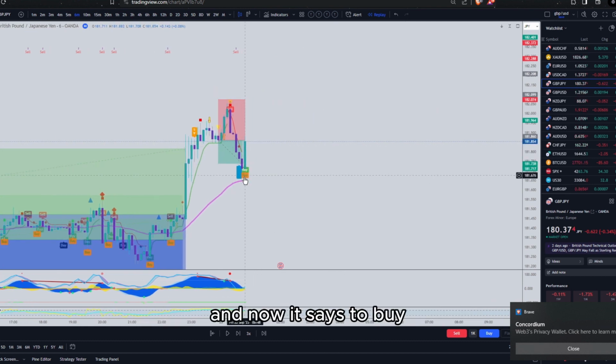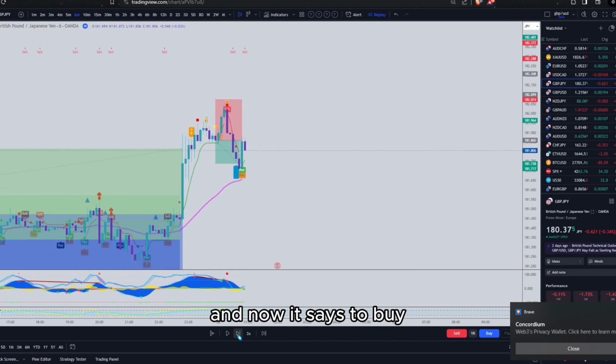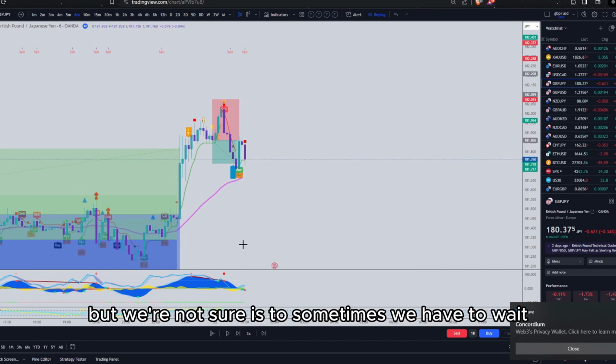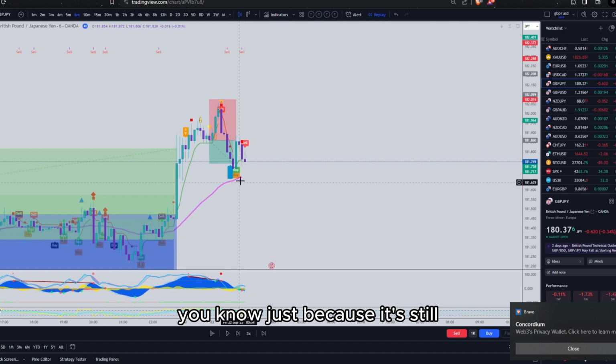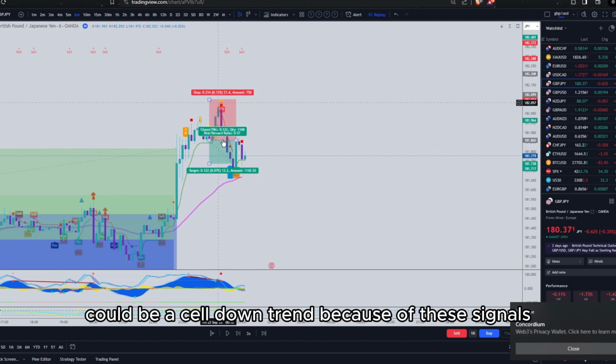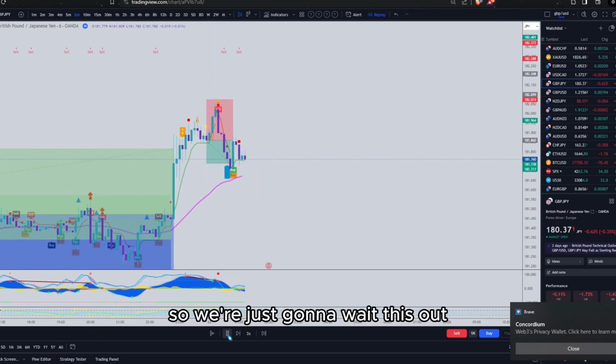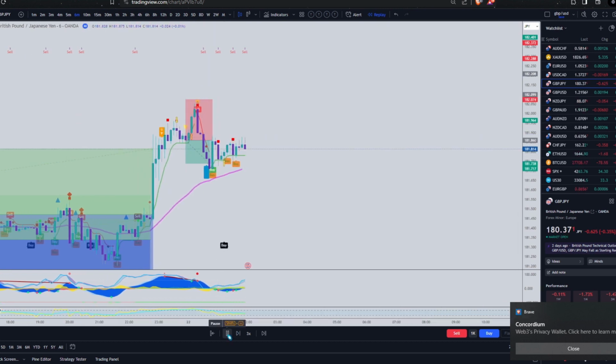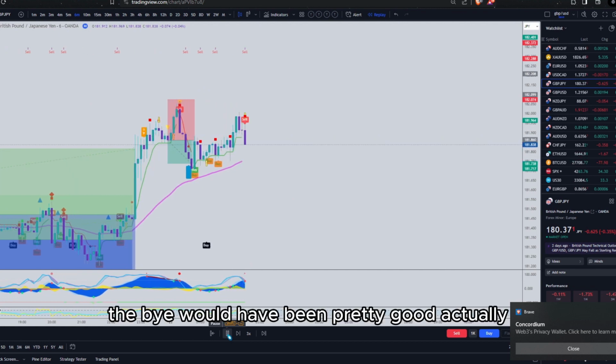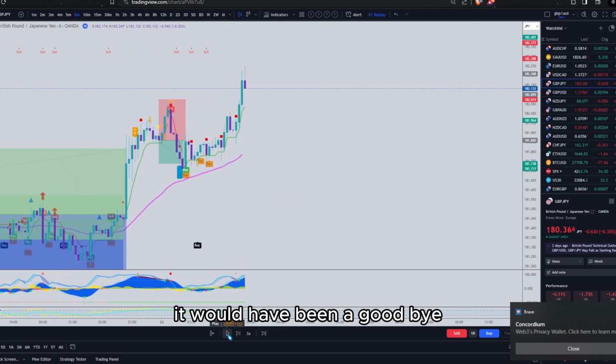And now it says to buy, but we're not sure. So sometimes we have to wait, just because it still could be a sell downtrend because of these signals. So we're just gonna wait this out. The buy would have been pretty good, actually. It would have been a good buy.